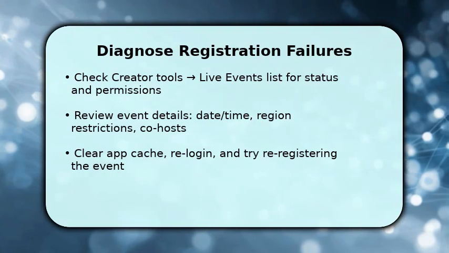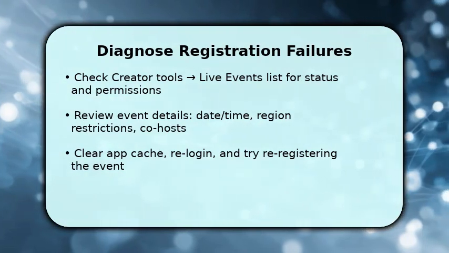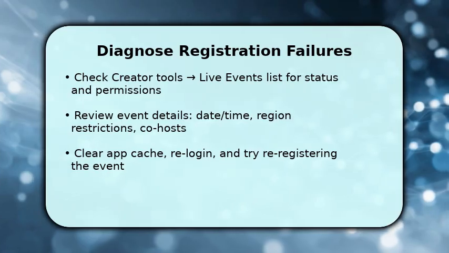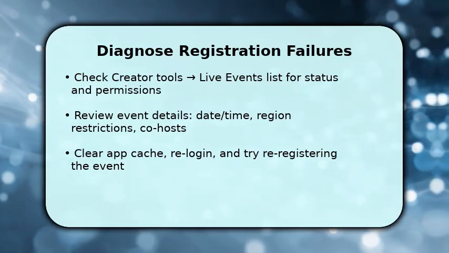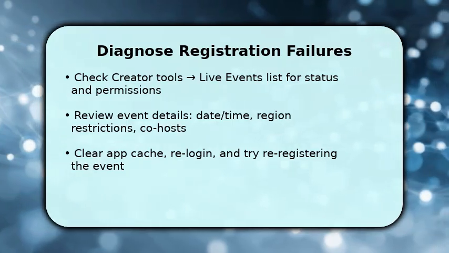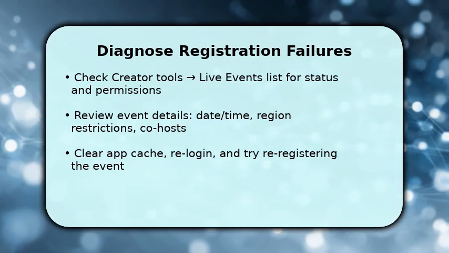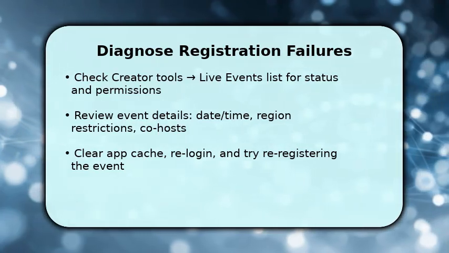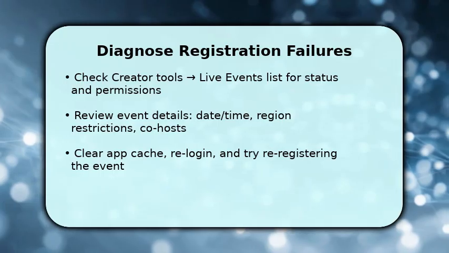Now dig into the event pipeline to find where registration fails. Go to Creator Tools and open Live Events, inspect each event status and whether it shows as unregistered. Then examine the event's metadata, scheduled time, region or age restrictions, and any co-host invites because conflicts there block registration.